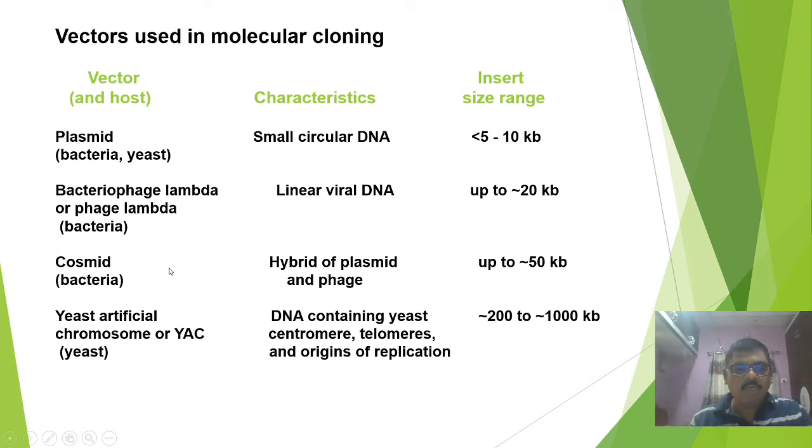Then cosmid. Cosmid is nothing but a plasmid having the cos site of phage lambda, and it is a hybrid of plasmid and phage, and it can carry foreign DNA up to approximately 50 kilobase. And yeast artificial chromosome is DNA containing yeast centromere, telomere, and origin of replication, and it can carry approximately 200 to 1000 kilobase of foreign DNA.